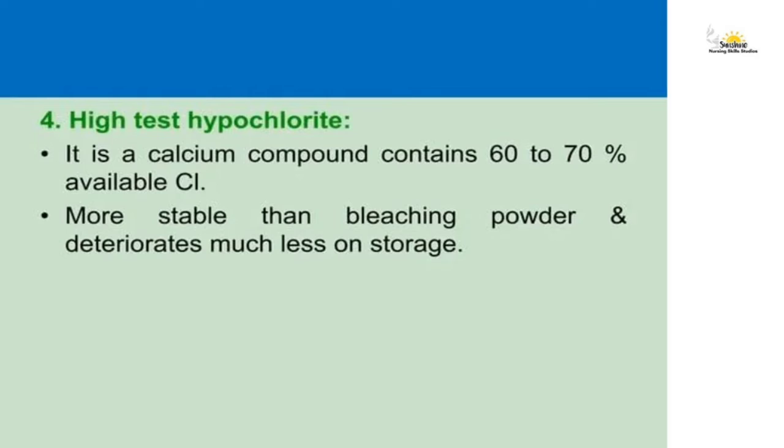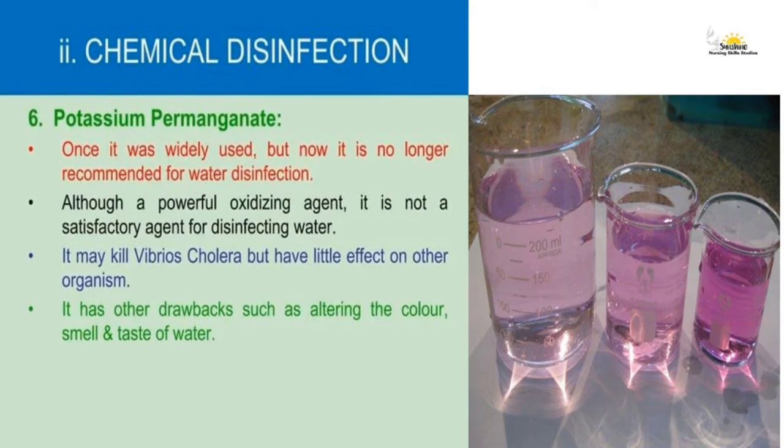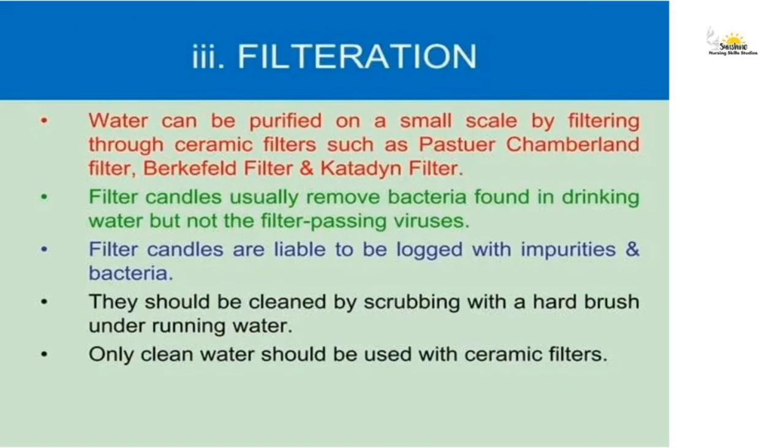Another method is the high test hypochlorite method. It is a calcium compound which contains 60 to 70% available chlorine, and it is more stable than bleaching powder. The other method is iodine. It may be used for emergency disinfection. Please note, it is used only for emergency disinfection, and only 2 drops, that is 2%, can be added. Potassium permanganate was once widely used, but now it is no longer recommended for water disinfection.